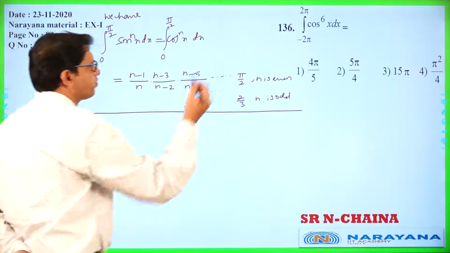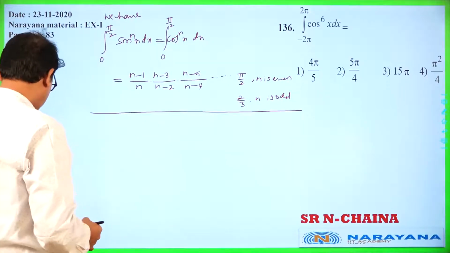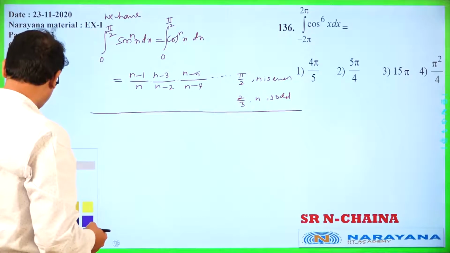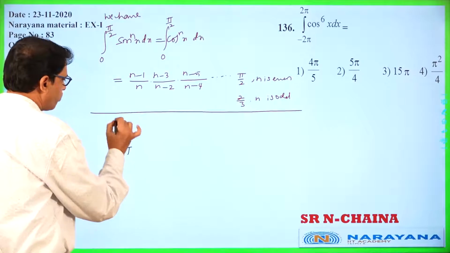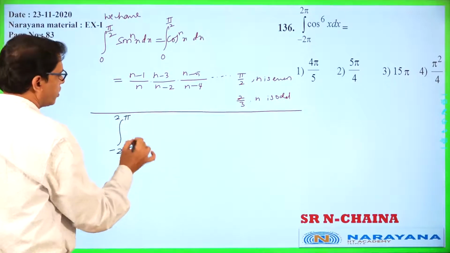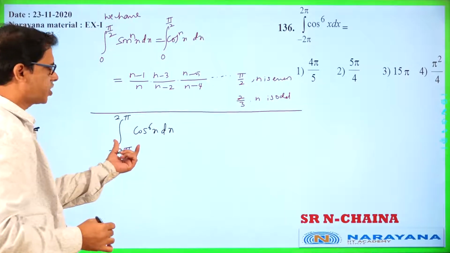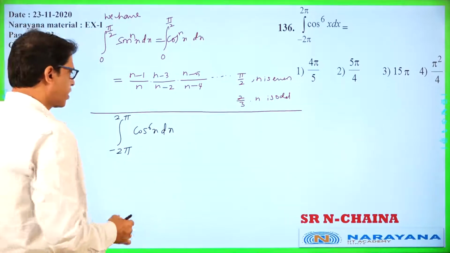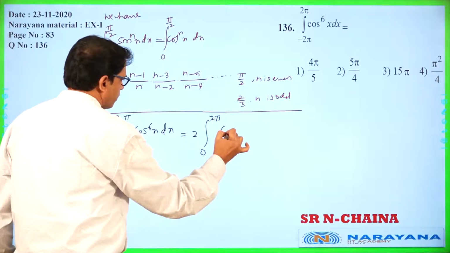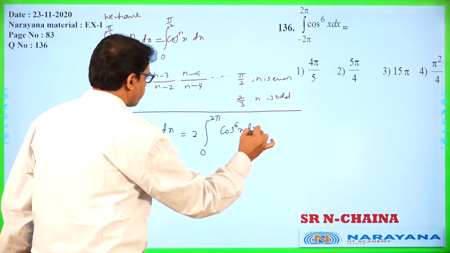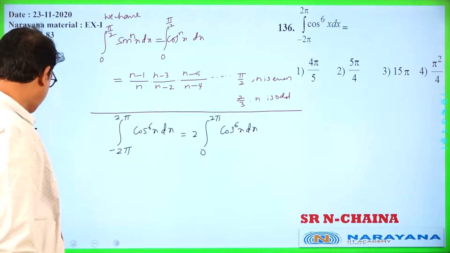Now come to our question. Integral from minus 2 pi to 2 pi of cos to the power 6. It is an even function. Even means I can write twice the integral from 0 to 2 pi of cos to the power 6 x dx. Again, what is the formula?